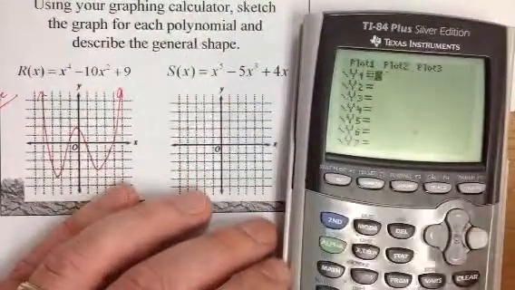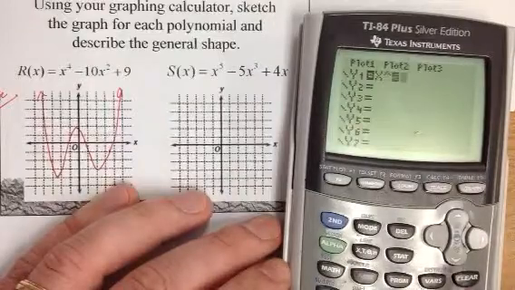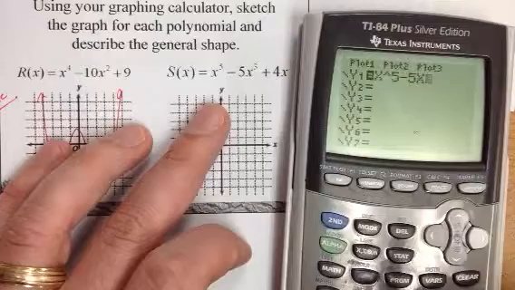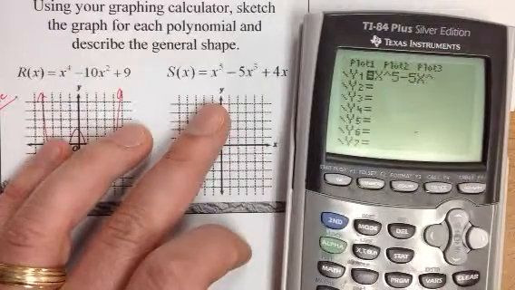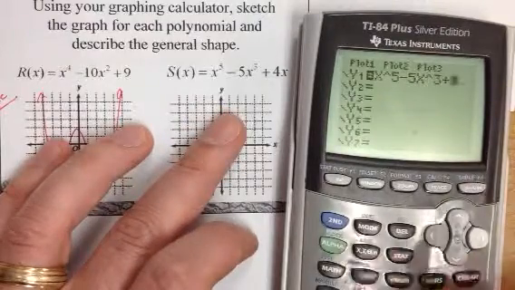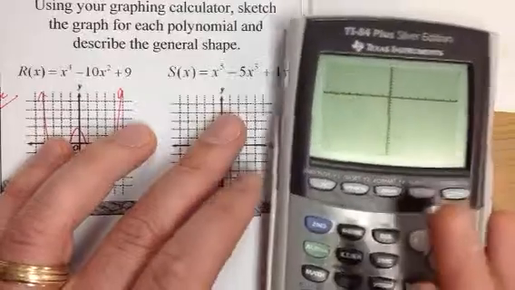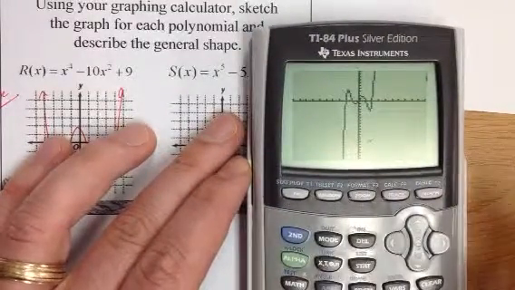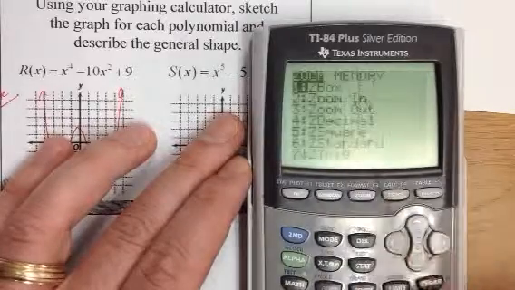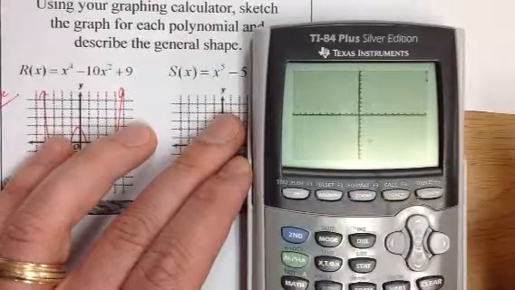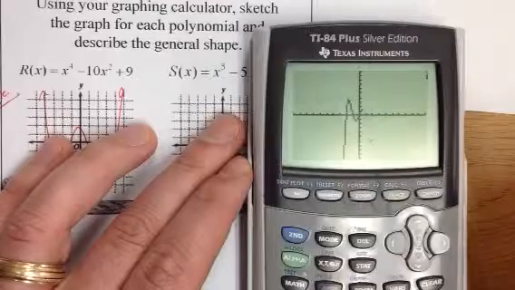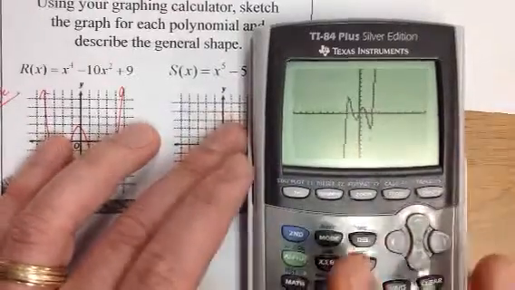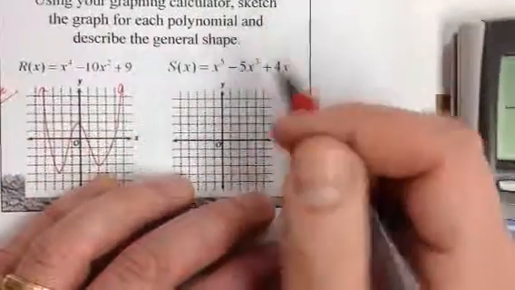So let's see what happens. I got x to the 5th minus 5x cubed plus 4x. Yeah, a little bit of an S shape. I'm going to zoom standard here real quick. I'm going to notice here that I have 1, 2, 3, 4, 5 zeros. Forgot to count the zeros in the last one.